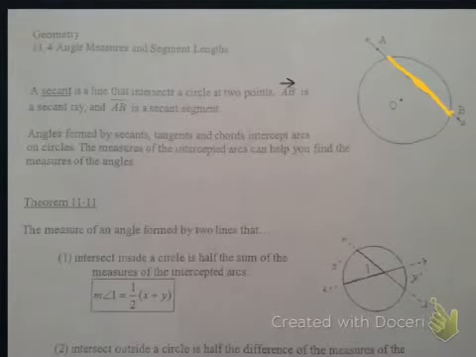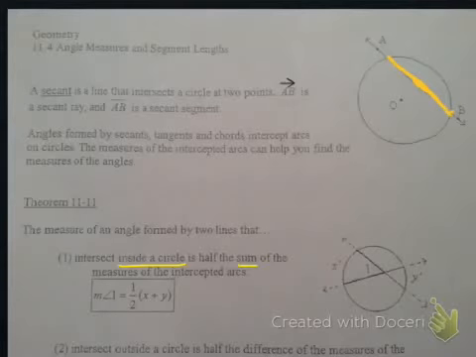Angles formed by secants, tangents, and chords intercept arcs on circles, and the measures of the intercepted arcs can help us find measures of the angles. So let's look at our first theorem. Theorem 11.11 says the measure of an angle formed by two lines that intersect inside a circle, I'm going to underline that, inside a circle, is half the sum of the measures of the intercepted arcs.